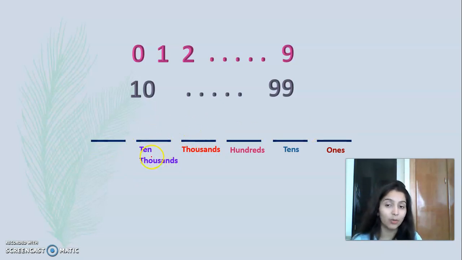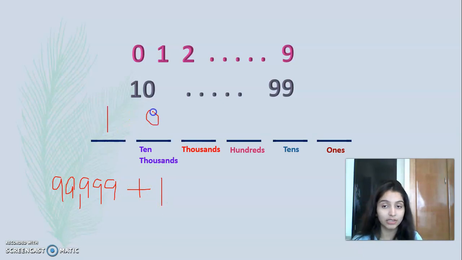But what happens when I add the number 1 to my biggest 5-digit number? My biggest 5-digit number is 99,999, right? Now I want to add 1 to this number over here. When I add 1 to this number, I will get my smallest 6-digit number. And this number is going to be 1 with 5 zeros after it. And the smallest 6-digit number is called 1 lakh. The 6th place value is called lakhs.